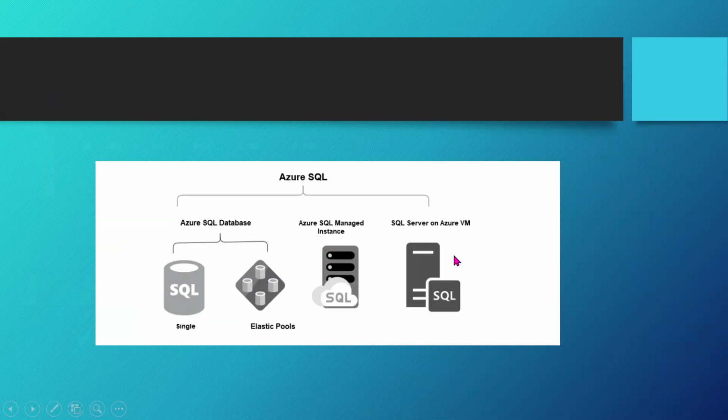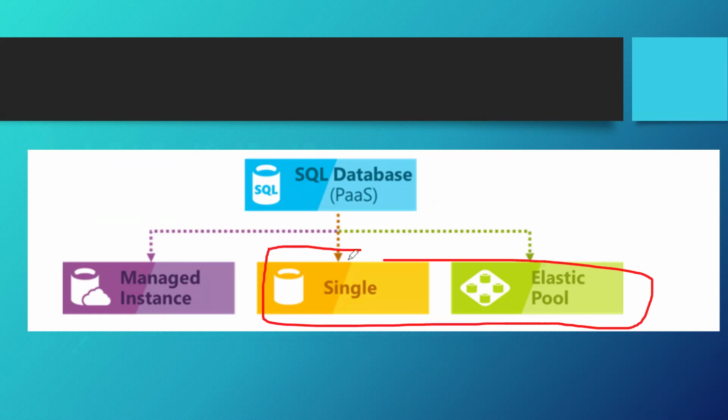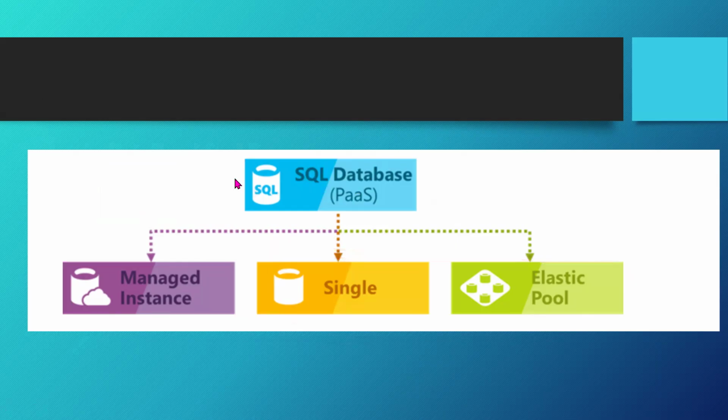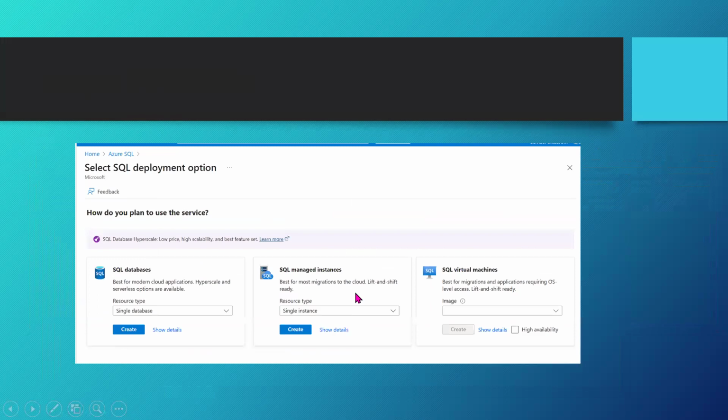A single database has its own hardware, and an elastic pool is shared: all the databases you create will share the hardware. Then again I explained this SQL PaaS has two types which we just discussed. One is the managed instance, and the other is SQL DB, which includes single and elastic pool. So this is part of PaaS only, and we also went through the elastic pool model.